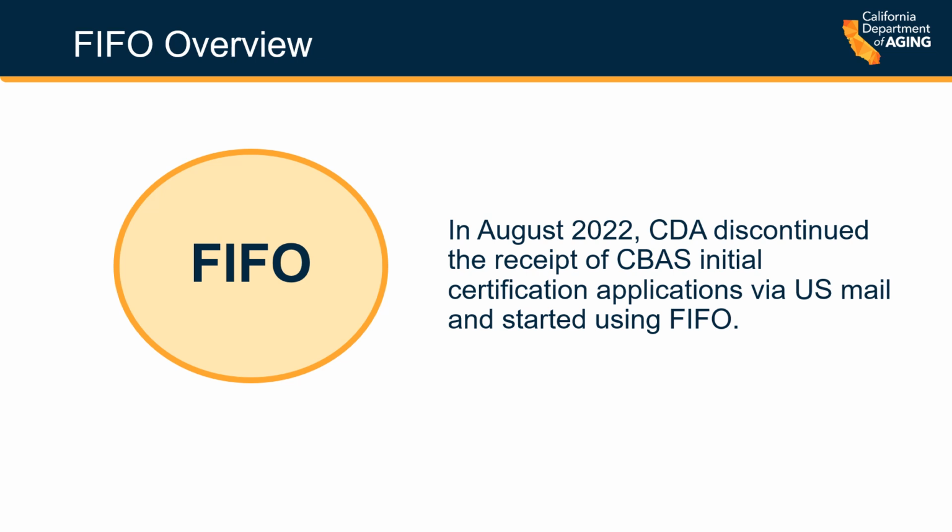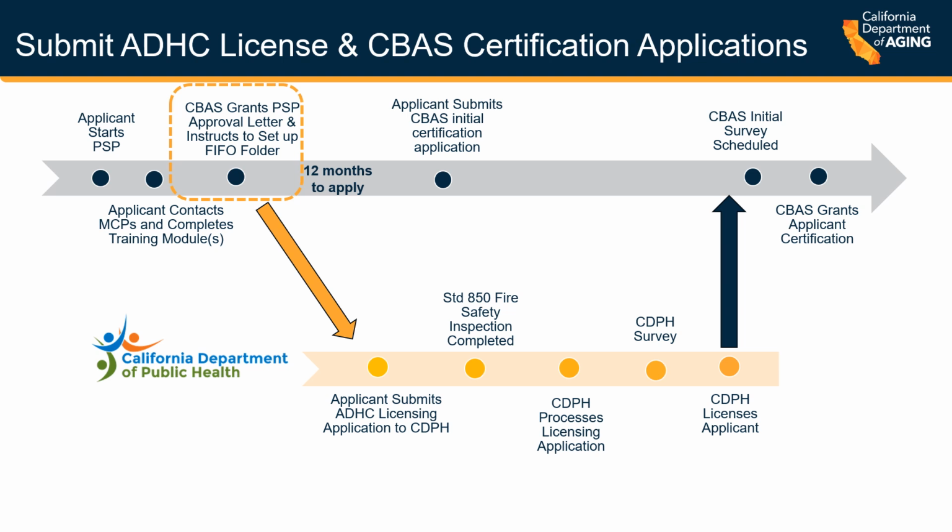In August 2022, CDA discontinued receiving initial certification applications via U.S. mail and began utilizing FIFO, a file sharing system that stands for File In, File Out. Reminder that the directions for setting up your FIFO folder are in the emailed PSP approval letter. In FIFO, you will have access to your center's folder and a second folder titled Initial Application Introduction. This holds the most current instructions and tools to assist you in making sure your application is complete. Therefore, it is best to establish access to FIFO right away.